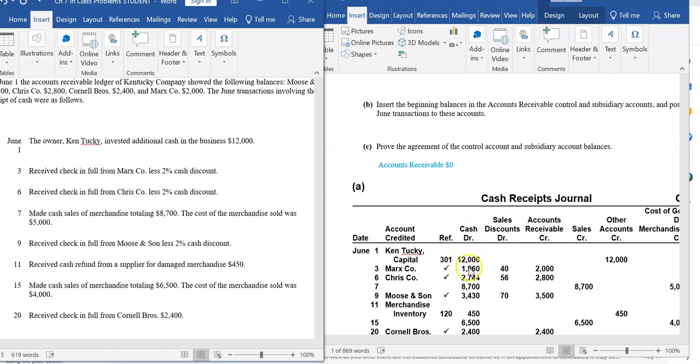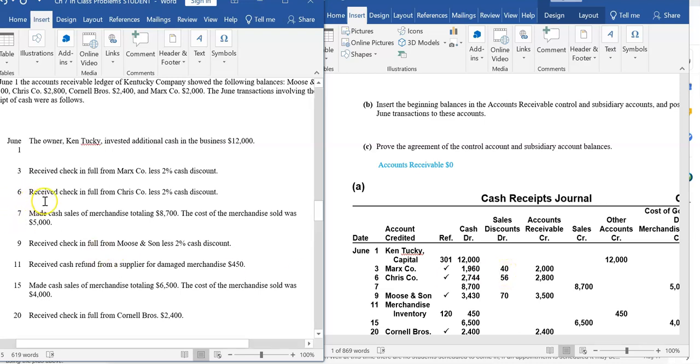So we will debit cash for $1,960. The full amount of the receivable is being paid off, so we need to credit the accounts receivable for the full receivable, and the difference of $40 goes into the sales discount debit column.